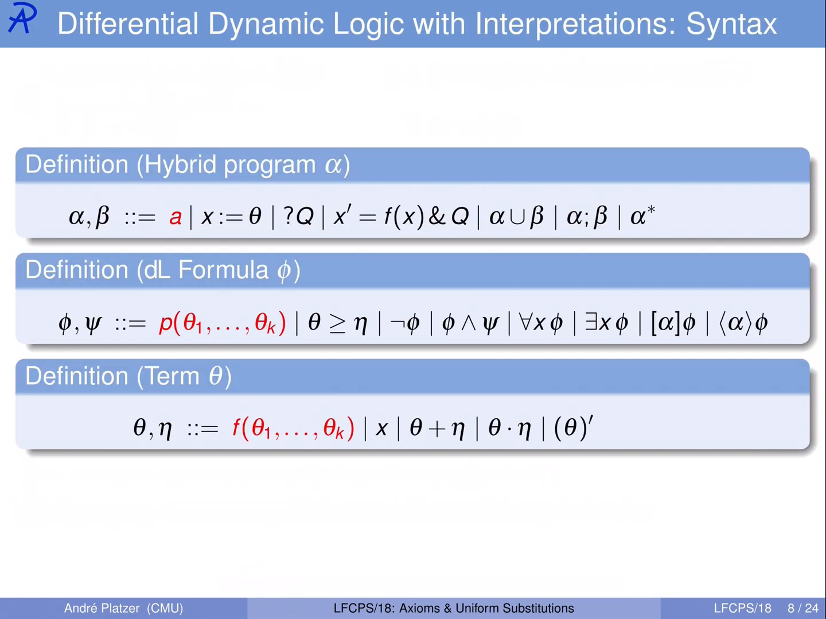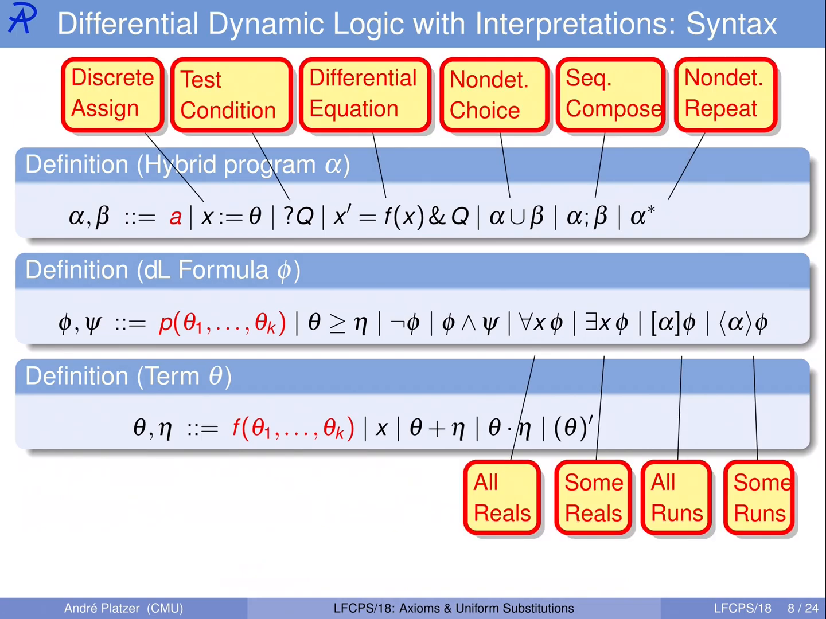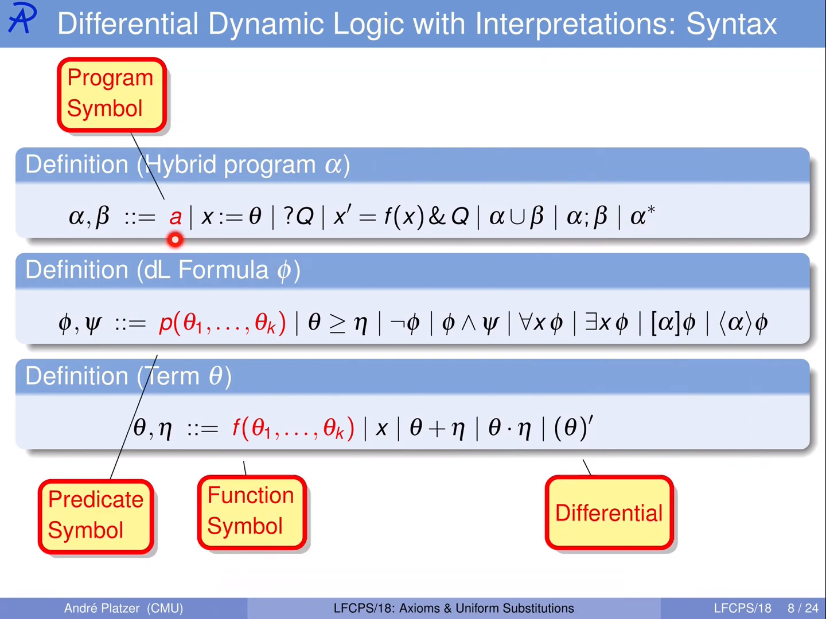The syntax is really the same as it always is. Here's a reminder. We have discrete assignments, tests, differential equations, non-deterministic choices, sequential composition, and non-deterministic repetition for hybrid programs. But we add in program symbols, so a program A about which we don't know a whole lot, except that its effect depends on the interpretation. Into the formulas of differential dynamic logic we throw in predicate symbols, P of a list of arguments, theta 1 through theta k, where, again, the truth of P depends on the interpretation of the predicate symbol P.